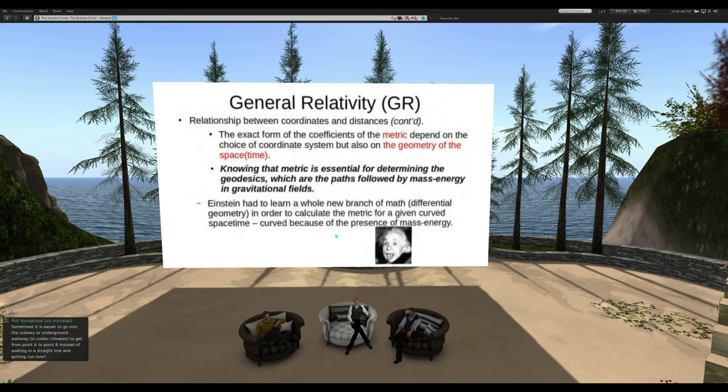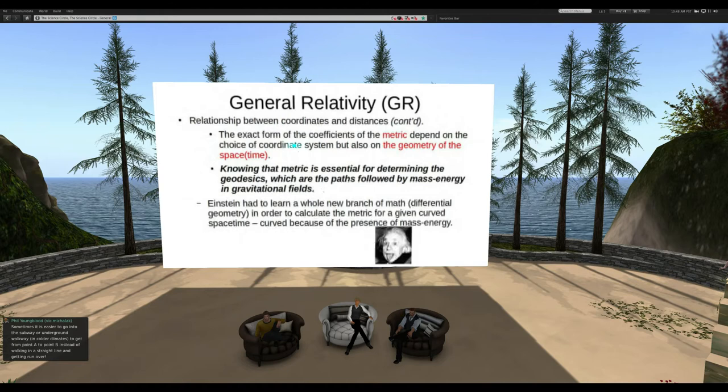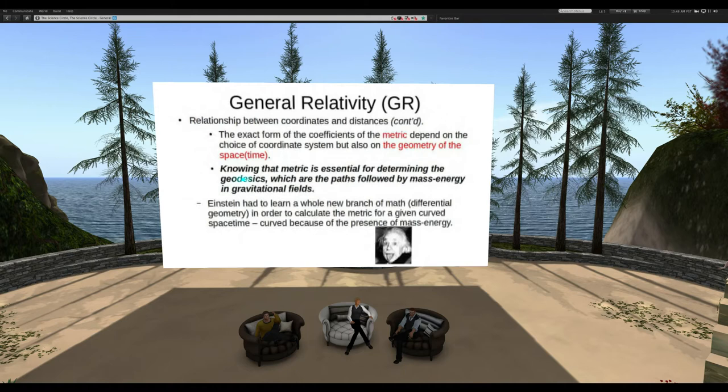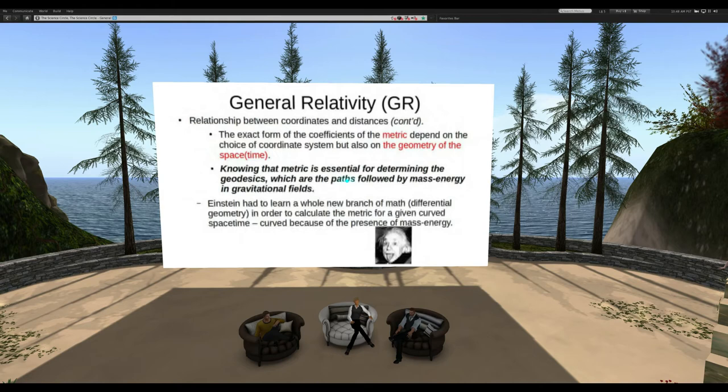Like I said, you want that relationship between coordinates and distances. You need the exact form of the coefficients of the metric. As I said, the metric has a number of components in general. And the values of those coefficients and how they vary in space-time depend on the choice of your coordinate system, but also on the geometry of space-time itself. And that's what you're trying to get to. You're trying to get to that geometry of space-time.